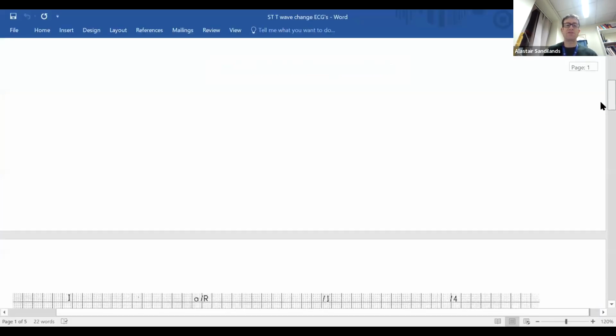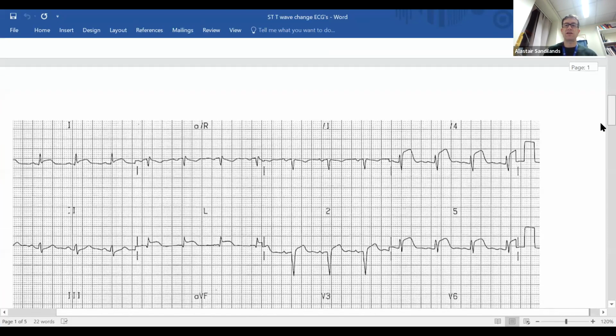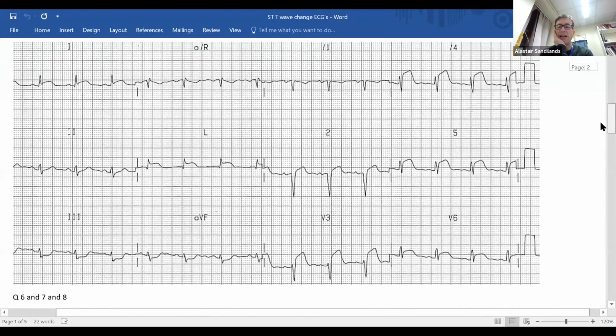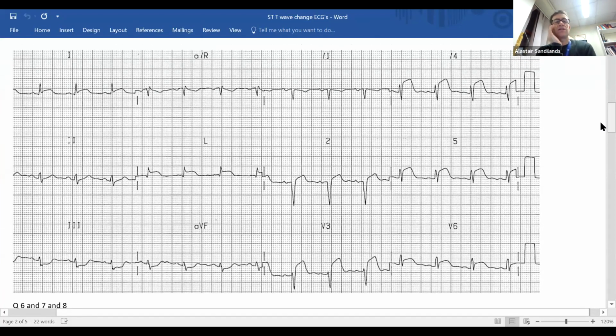Okay, so we've done the concepts 1 to 5. This is your ECG for questions 6, 7, and 8. I'll let you have a look at that. 6, 7, and 8. Look at it very carefully.